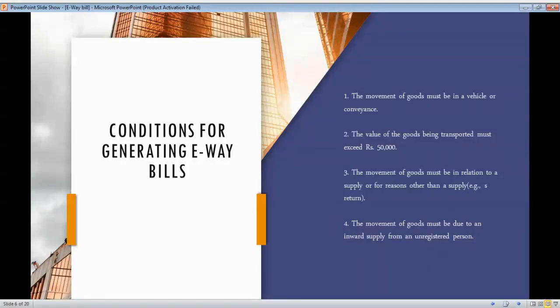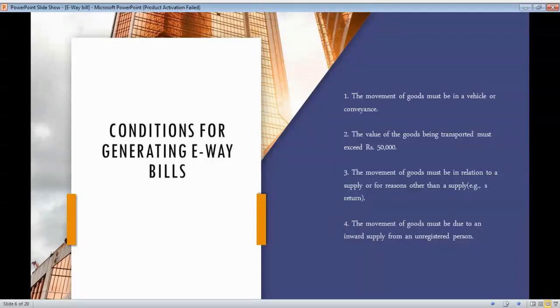The next condition is registered person involved. If either the consignor or the consignee is registered for GST, they should generate the e-way bill if the value of goods being transported exceeds the threshold. For example, a registered supplier sends a consignment of furniture to a registered buyer in the same state. Since both parties are registered for GST, an e-way bill must be generated for the consignment.